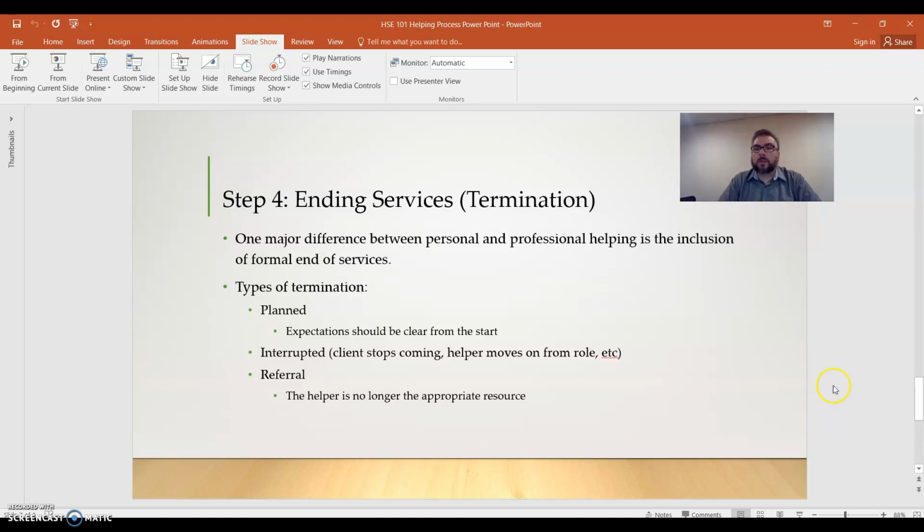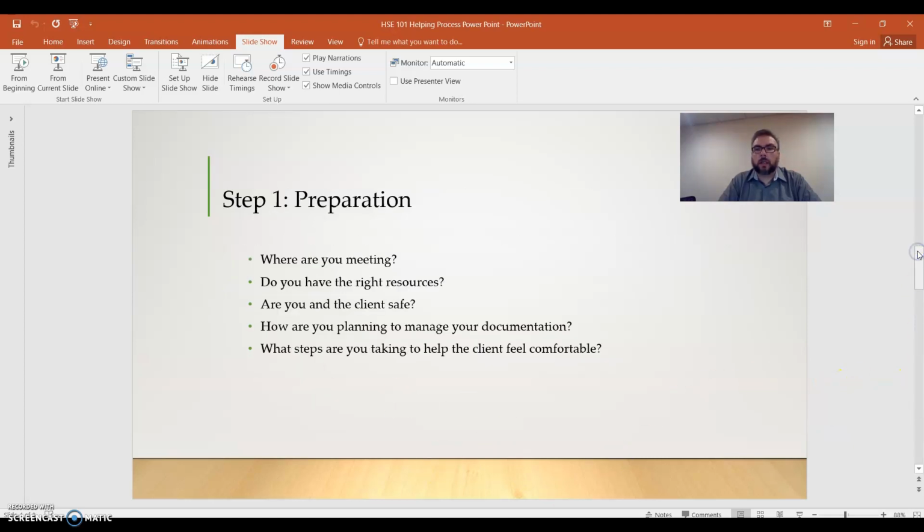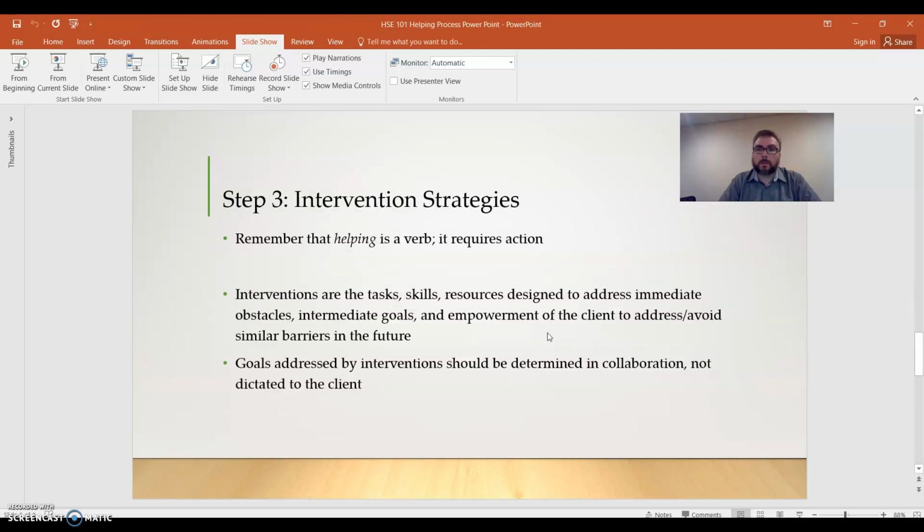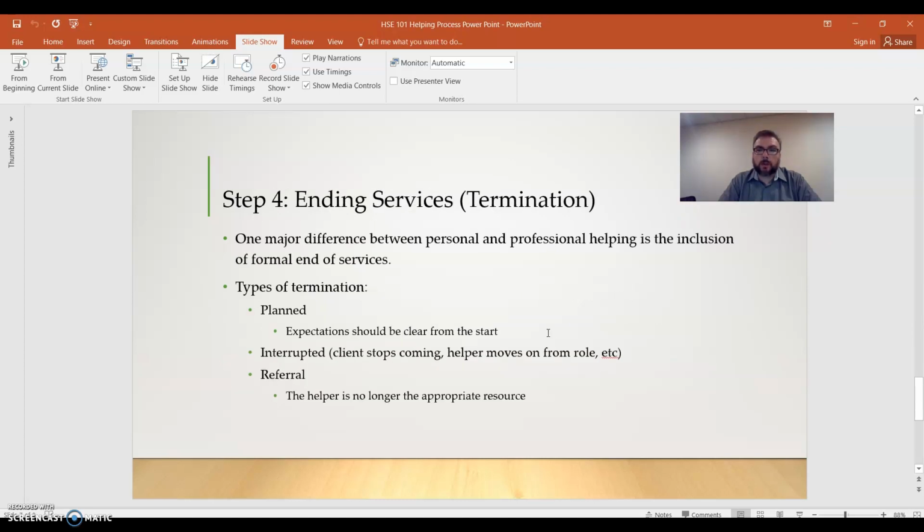I want to make sure everyone has a chance to review what we've got here and just have the big picture. So we've got preparation stage, exploring the problem, intervention strategies, and ending the services.